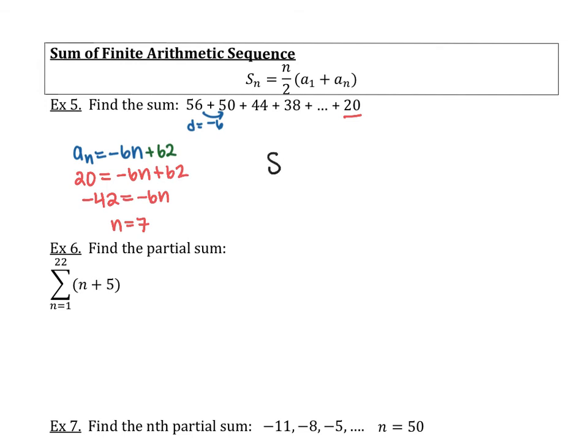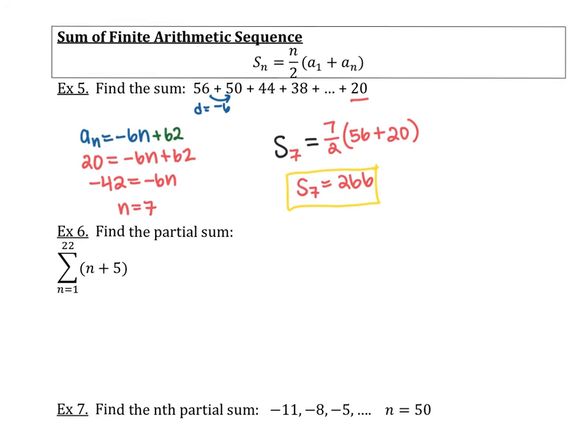Okay, so I want the sum of the first 7 terms. The formula tells me to do n divided by 2, times the first term plus the 7th term. And honestly, I'm okay with you putting that entire thing in your calculator. I get 266. And no, I don't know what we're going to do on the test, but we'll figure it out by then. So the sum of the first 7 terms would be 266. If you wanted to confirm, you could add up 56 plus 50 plus 44 plus 38 plus and so on, and keep going like that.